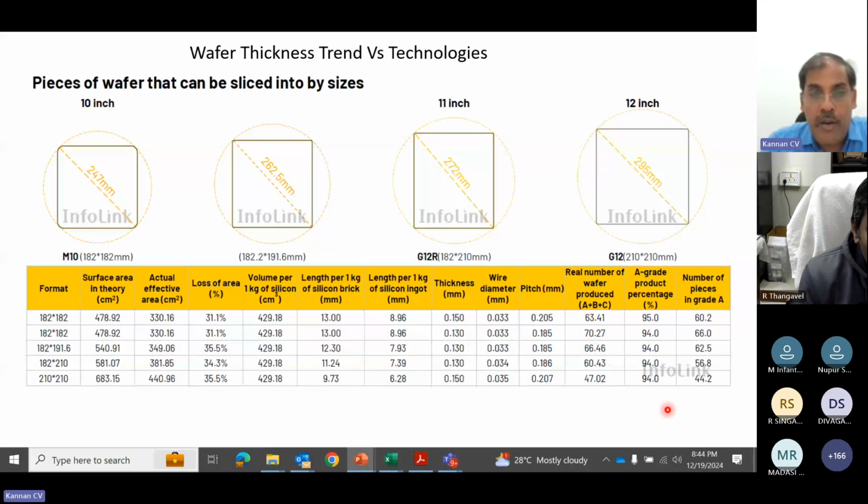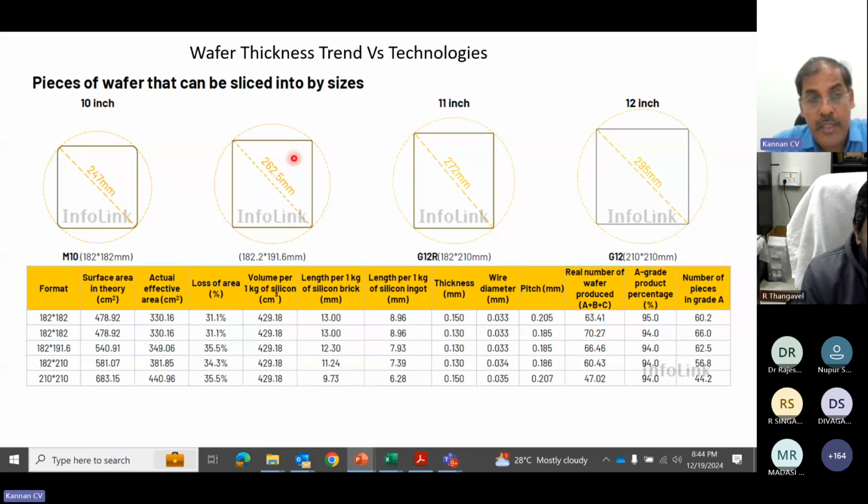And as I said, right now we are growing round crystal. Finally, we are cutting it into 182 mm square wafers. And now the industry is also moving from square wafer to rectangular wafer size. The wafer size is not the same on both sides: the width is 182, whereas the length is 191.6 mm. Or maybe some companies have also started doing 182 width and 210 length.